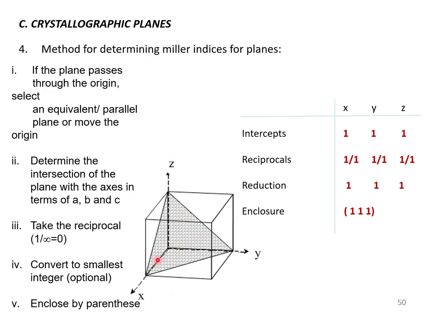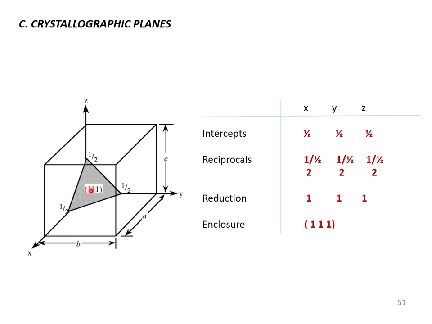Determine the intercept: 1, 1 and 1. Next step, reciprocal: 1 over 1, 1 over 1, 1 over 1. Of course you get the answer 1 1 1, and this is very straightforward, you get the enclosure. Let's see the next. The intercept for x is half, y is half, and z is half. The reciprocal gives 2 2 2, but this is not the final answer. The third step is reduction, so it's 1 1 1. Then the final step is to make a closure, a bracket, to determine the answer.